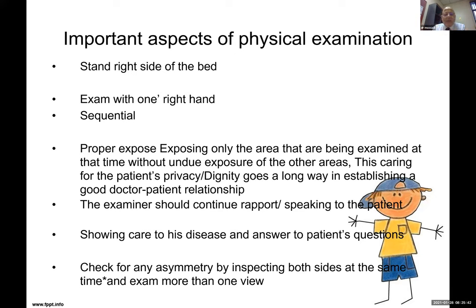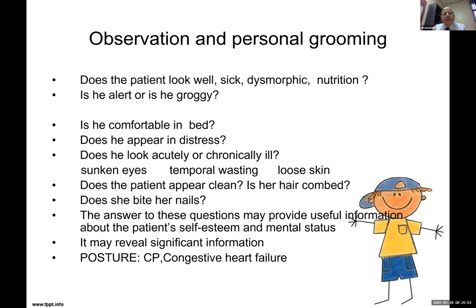If you see any patient, you must be a good observer. Asymmetry between both sides of the body is also very important. You must ask yourself many questions. Does this patient look well or ill? Maybe your patient today is severely dehydrated, so you'll find his eyes sunken and he looks very fatigued or irritable. Does he look sick or not? Is he dysmorphic or not? Maybe the patient has Down syndrome and came with gastroenteritis, so you must take care because you have two diagnoses now. What about his nutritional status? Is he growing well or not?